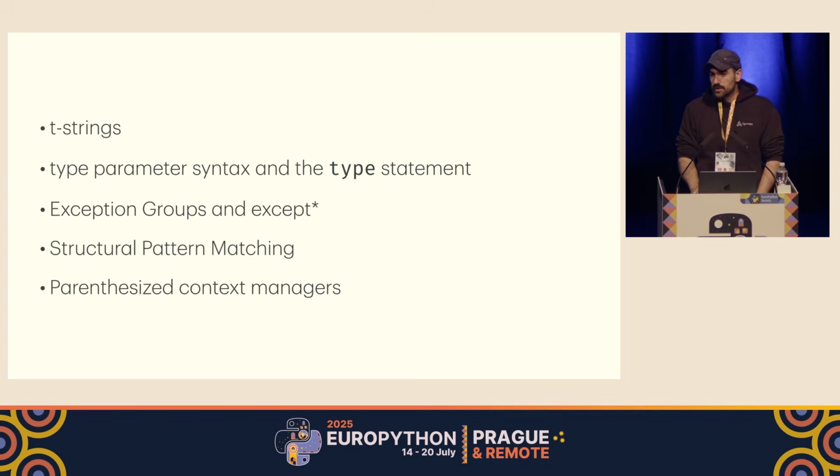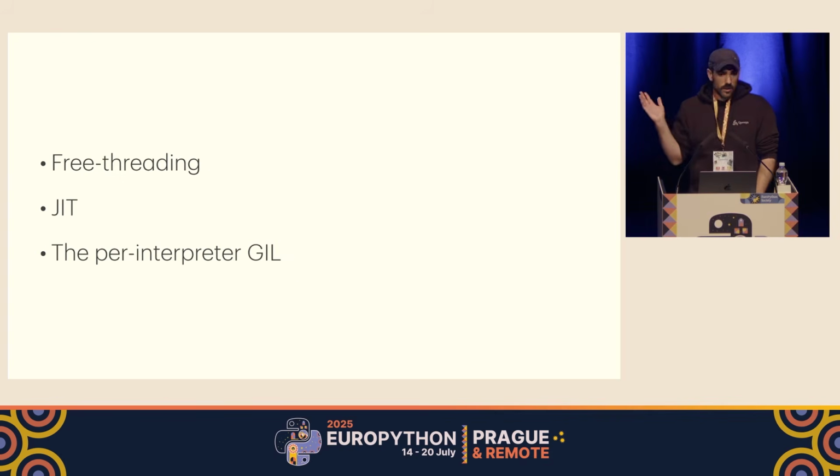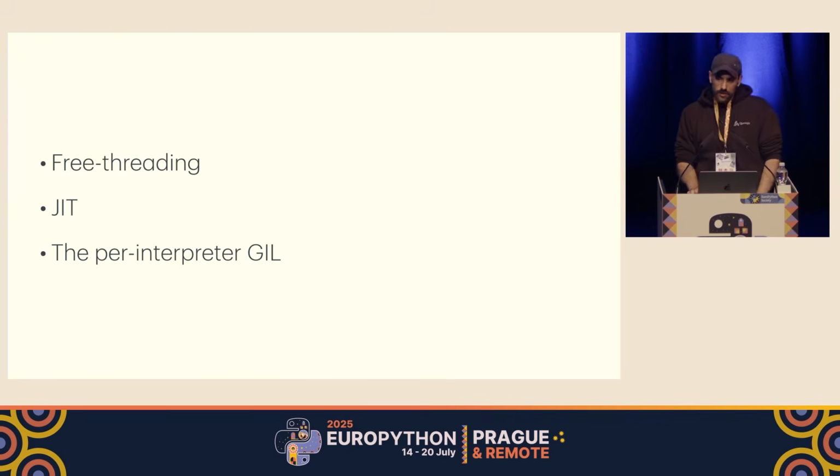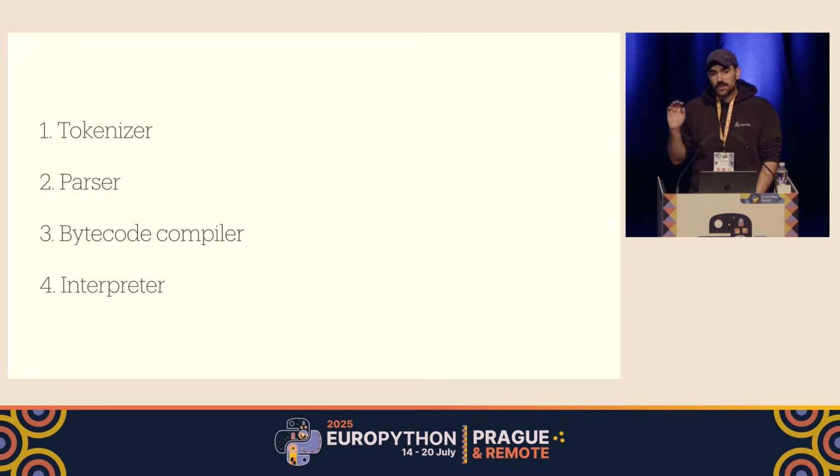Not all changes are syntax changes. Free threading is not a syntax change, right? There's no new syntax you can use to implement something in the free threaded mode. The JIT has no new syntax. The per-interpreter GIL or multiple interpreters, those are different kinds of changes that make a difference to how the interpreter works internally, but those changes are not exposed to the user as syntax. We're going to be talking about all the different steps, and the steps are mainly four.